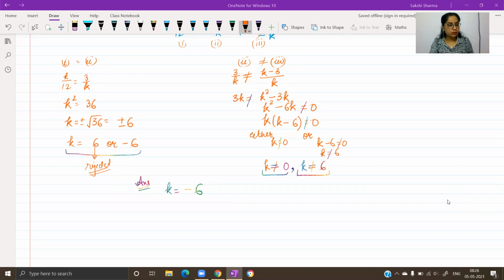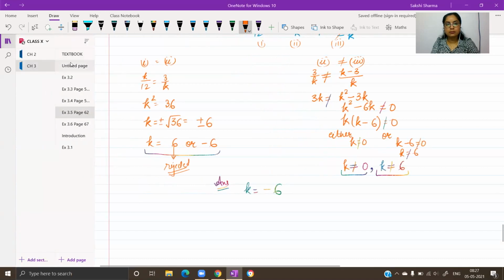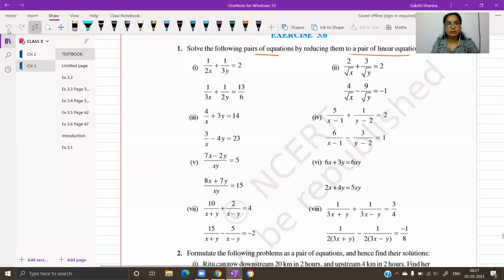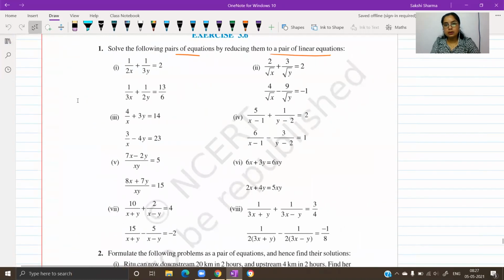Shall we continue with the work of exercise 3.6? If you have questions, please ask. Three point six, question number 1, second part. Convert these equations into pair of linear equations and then solve.